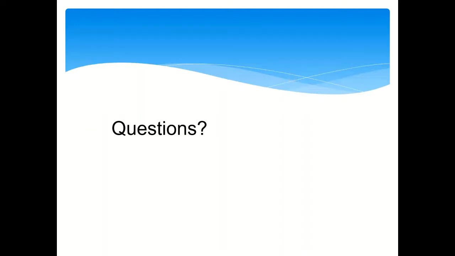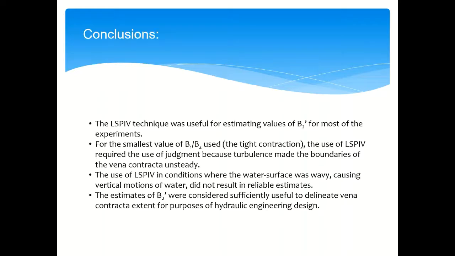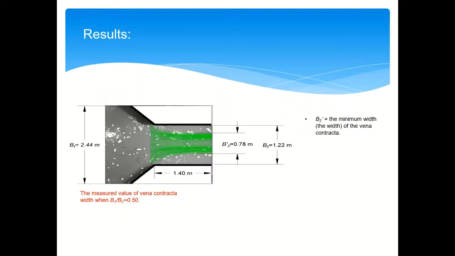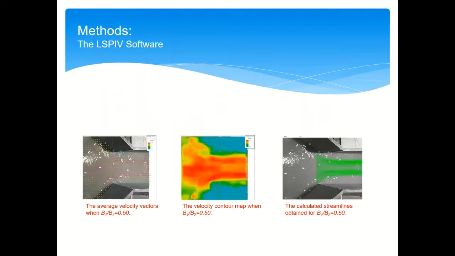Hi, Ali. It was a great presentation. Thank you. So I have one question. In the table that you showed, you said that you calculate the Froude number at the upstream. Why didn't you consider the velocity at the downstream? Okay, let me show you this.